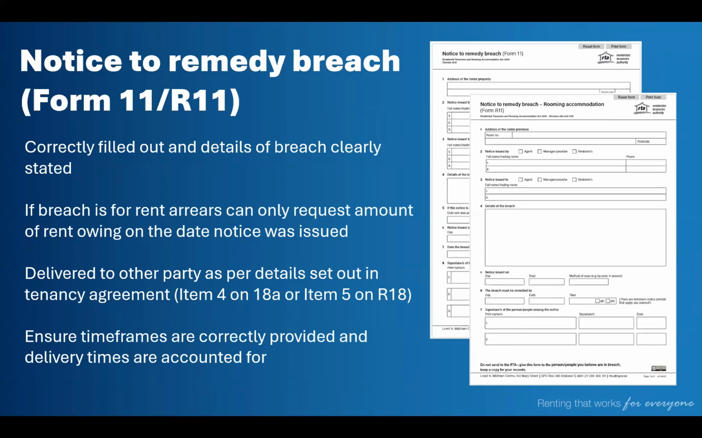So now that we're aware of the required timeframes that must be provided, let's look at the notice to remedy breach itself. For general and movable dwelling agreements, the notice is a Form 11. For rooming, the notice is an R11. It's important to fill out the notice correctly and in full, and please ensure that details of the breach are clearly stated on the form.